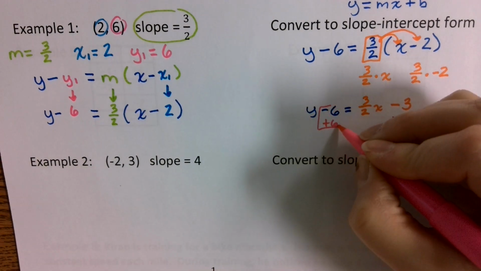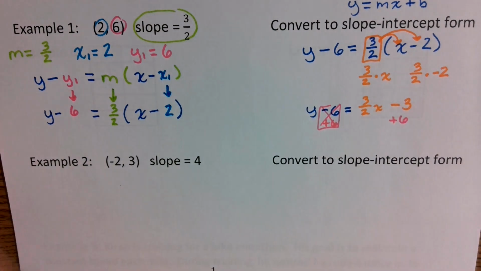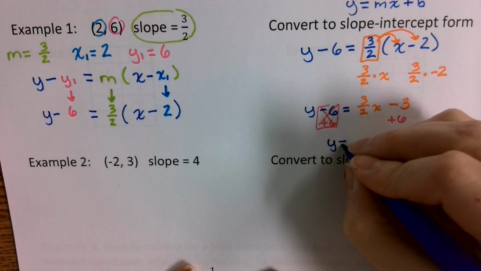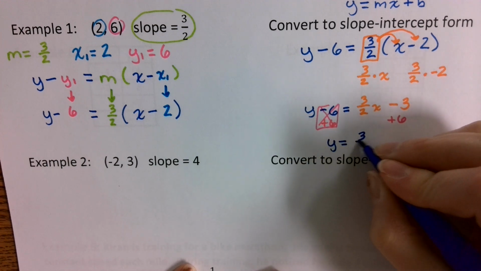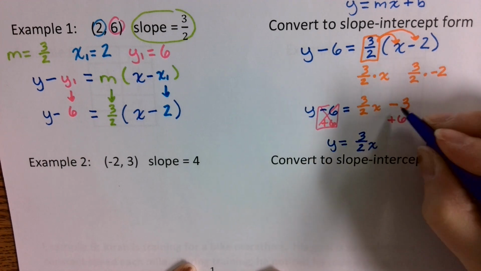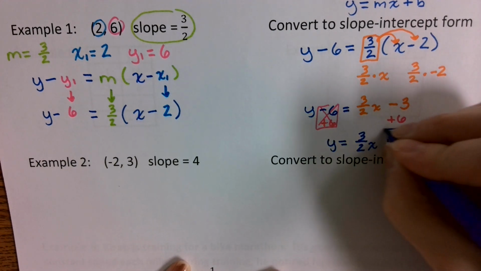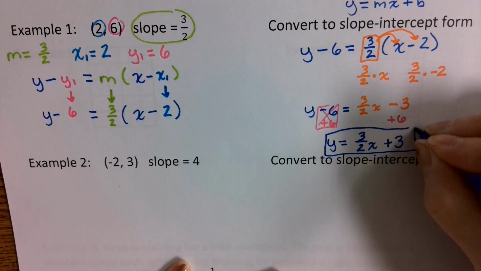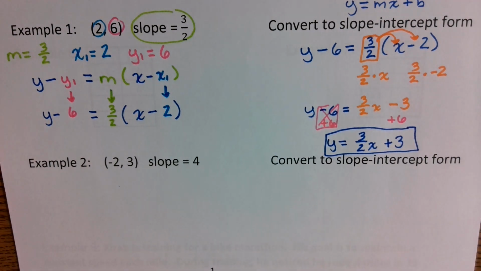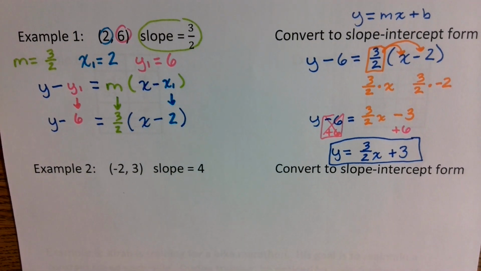So this -6 is going to get canceled out by this +6. So y is now isolated. We have y equals 3/2 x, and then negative 3 plus 6 comes out to a positive 3. And there's our final answer. Okay?